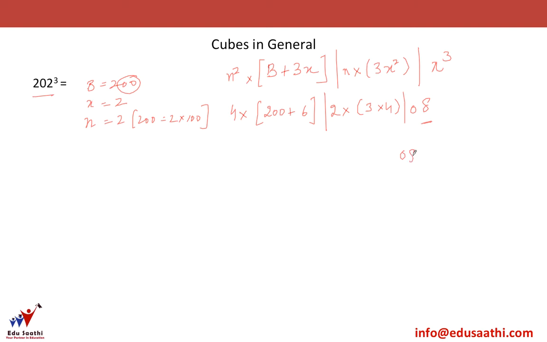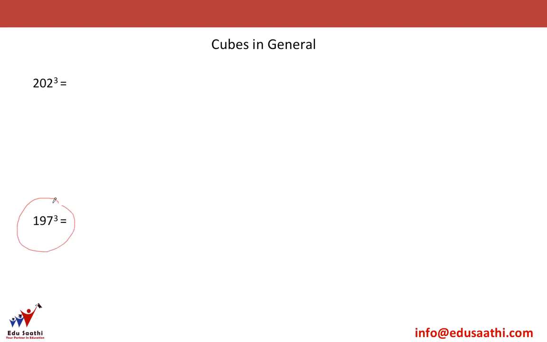I have 08. Here 2 into 3 is 6. 6 4s are 24. Here I have 2 digits already, so no change. Here I'll have 206 multiplied by 4. So this gives me 824, 24, 08 as the answer. So 202 cube is 8242408.